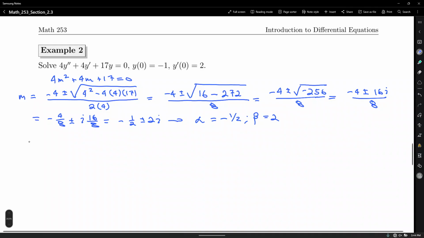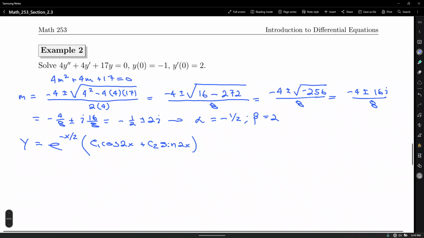So y equals e to the alpha, that is negative x over 2. I'm going to write it as e to the negative 1/2 x times c1 cosine 2x plus c2 sine 2x. All right? I'm going to leave the solution like this. I think we could distribute if that works, but actually, I don't want to do that right now.